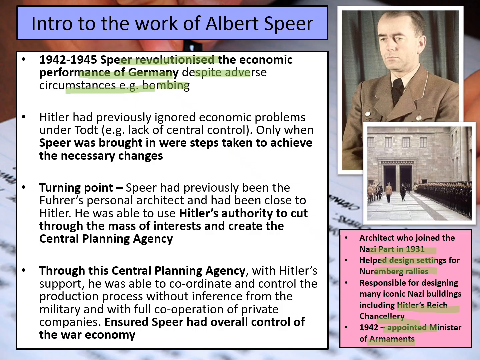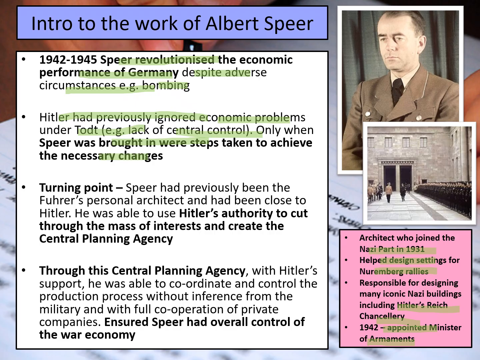Now, Speer is able to make some drastic improvements to the German economy, and that's because of that strong relationship with Hitler. Hitler had previously ignored the economic problems that Fritz Todt had brought to him. Fritz Todt had been arguing about needing more central control and to try and solve those fundamental problems with the economy that we looked at earlier. However, it's only when Speer was brought in that steps were taken to achieve those changes.